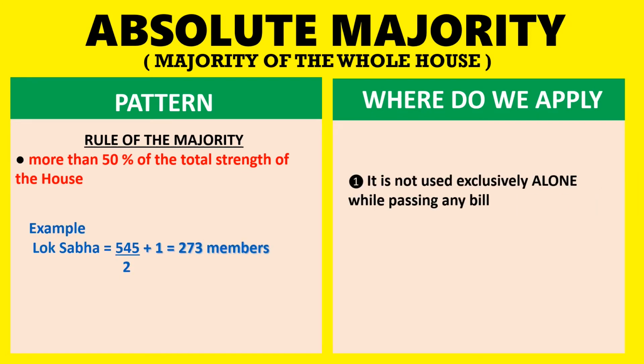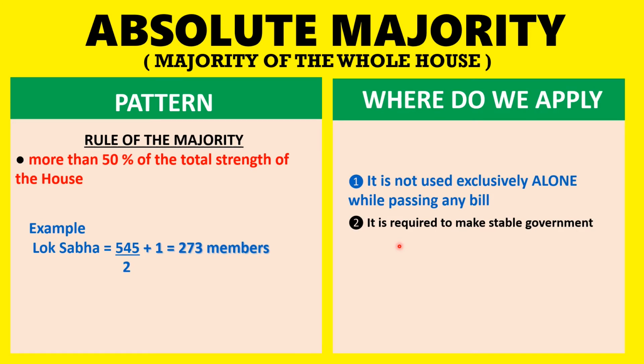Right now, absolute majority is not used exclusively alone for passing any bill. I mean, it is not used exclusively alone while passing any bill. Next, to make the government stable, what do we need? Half the magic number. More than the magic number is simply more than half the total strength of the house.